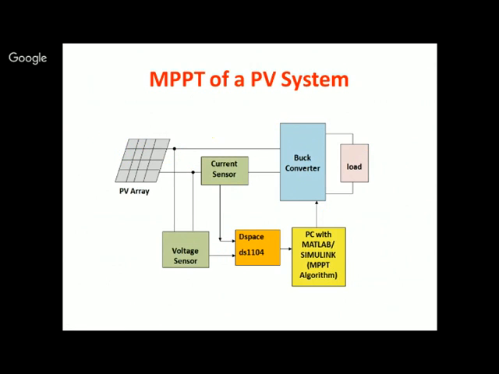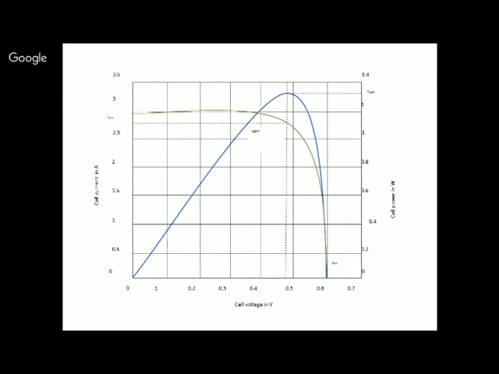So what are we going to do next? What is this MPPT? When you draw the characteristics of a PV array, you get two things. The green one is the VI characteristics, and this blue one is the PV characteristics, power and voltage. What we want is maximum power. What is the maximum power point? This is the point. We want to track this point.